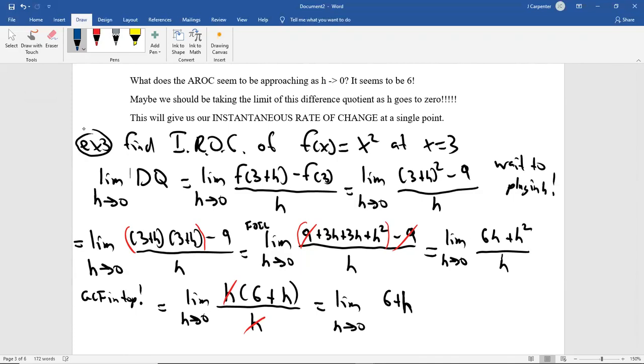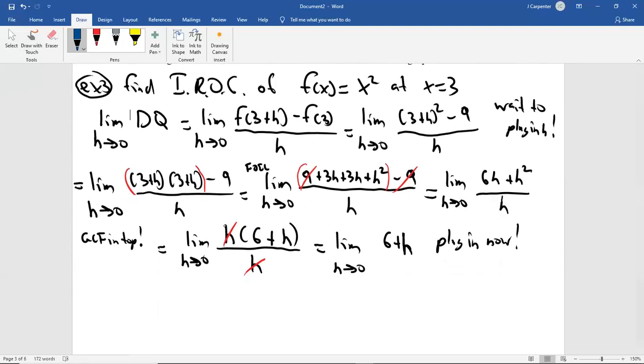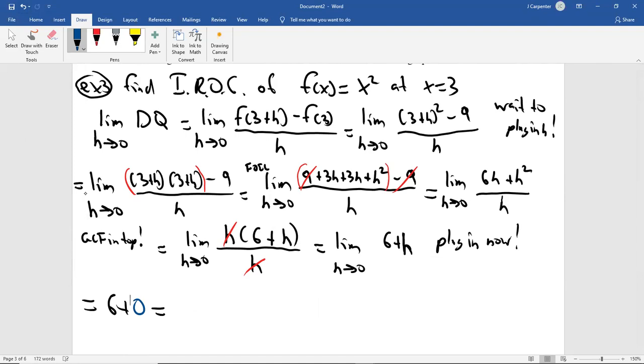And if you plug in 0 into this, you won't get that indeterminate form. In fact, there's no more denominator. So now we can plug in. So this becomes 6 plus 0. Oops, it didn't change the color that time. Which 6 plus 0 is 6.